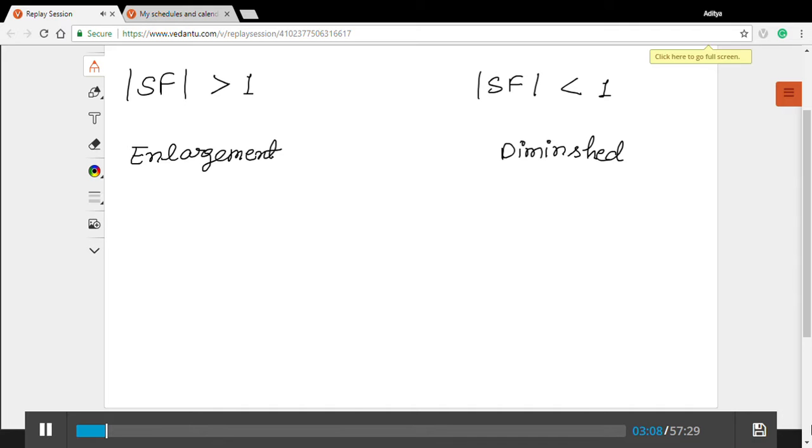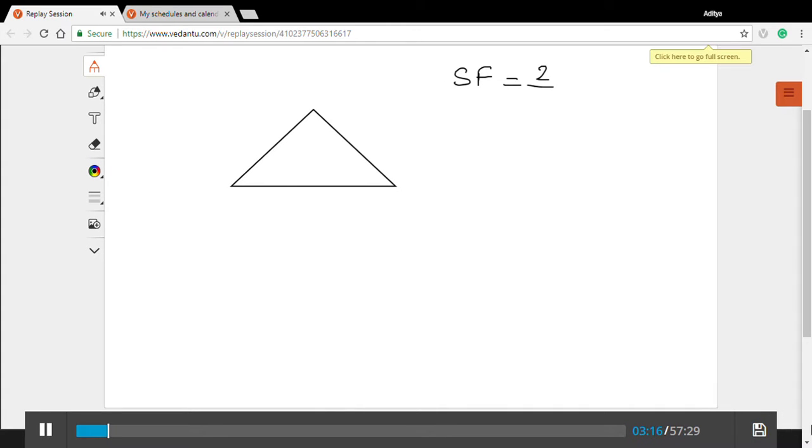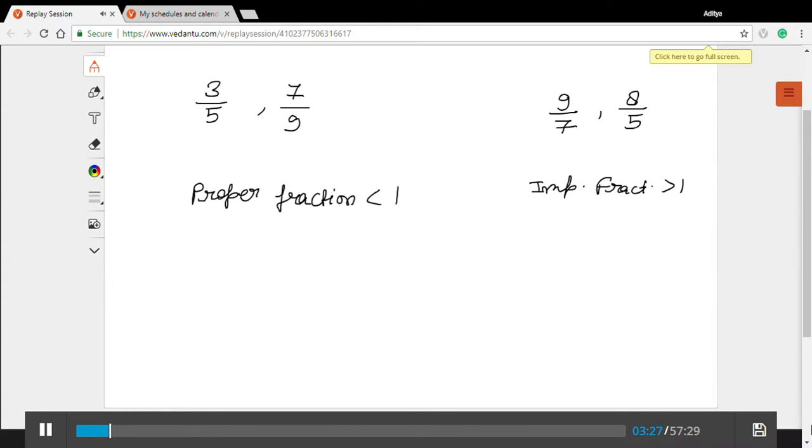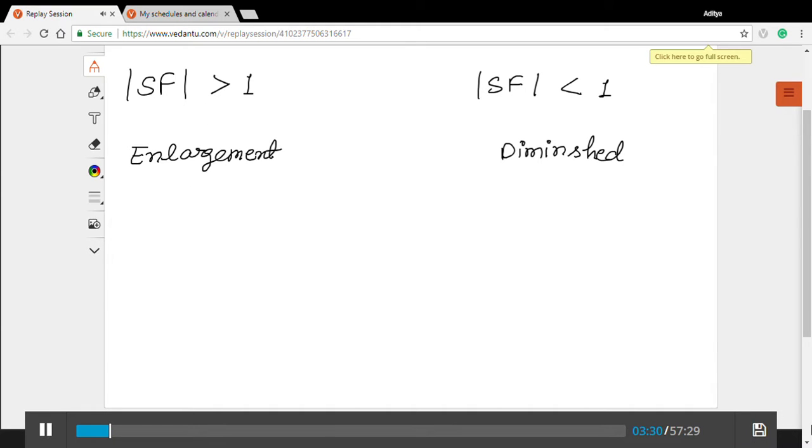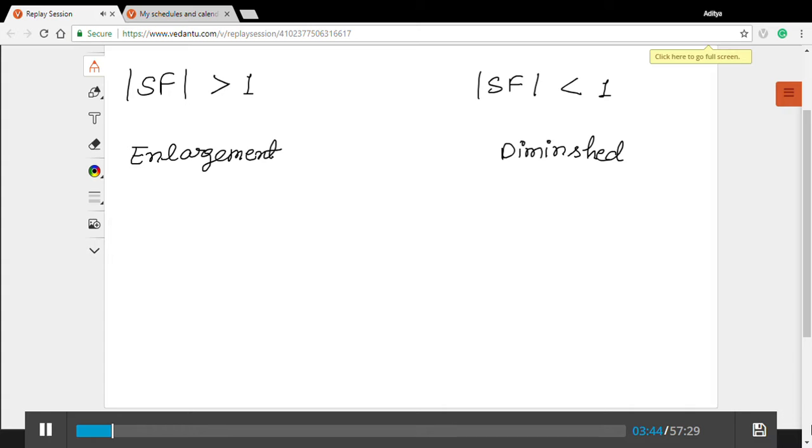Just say you are given a triangle in the coordinate plane and the scale factor is 2/3. Is 2/3 a proper or improper fraction? It's a proper fraction. So it's less than 1, which means the size is going to be decreased. But suppose a scale factor is given to us as 7 over 3. It's an improper fraction, and an improper fraction is always greater than 1. So there will be an enlargement.